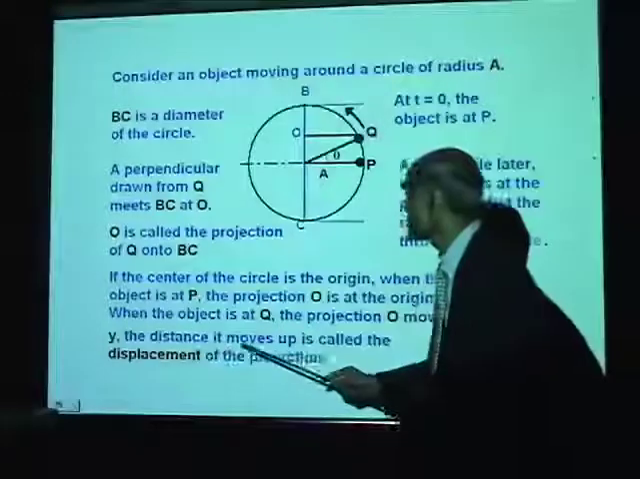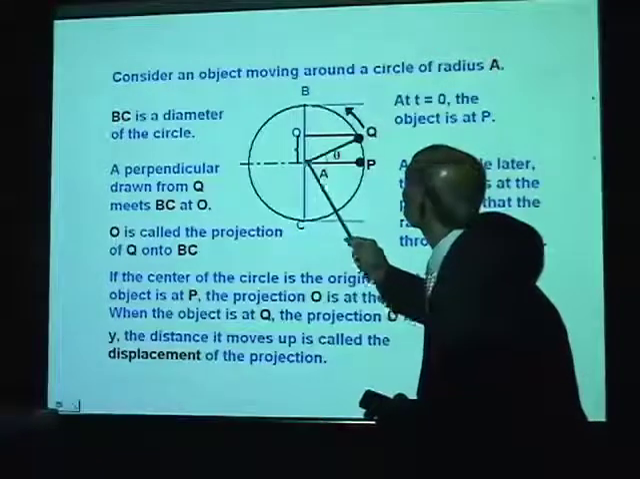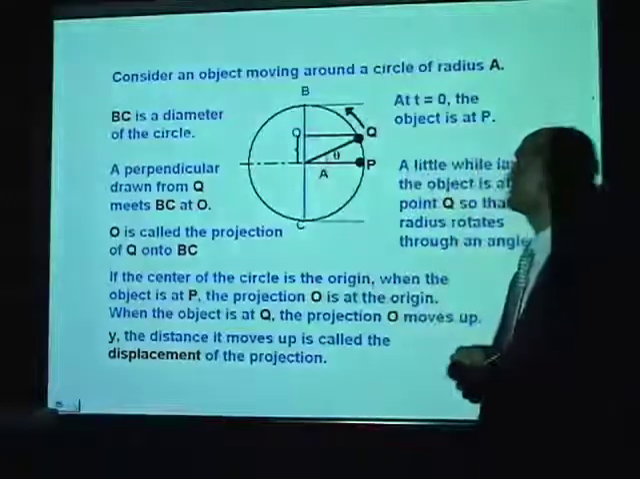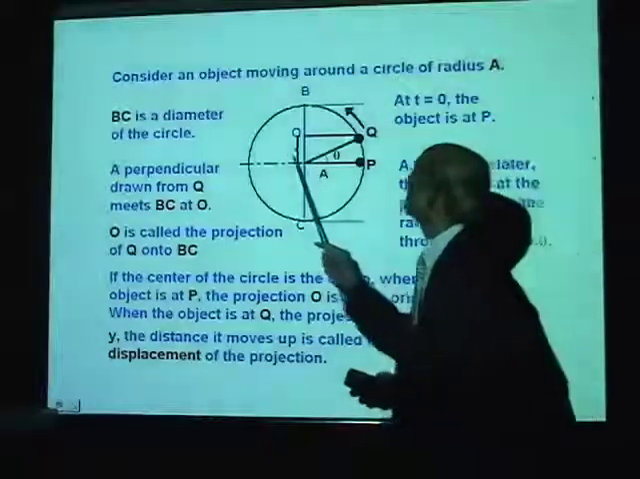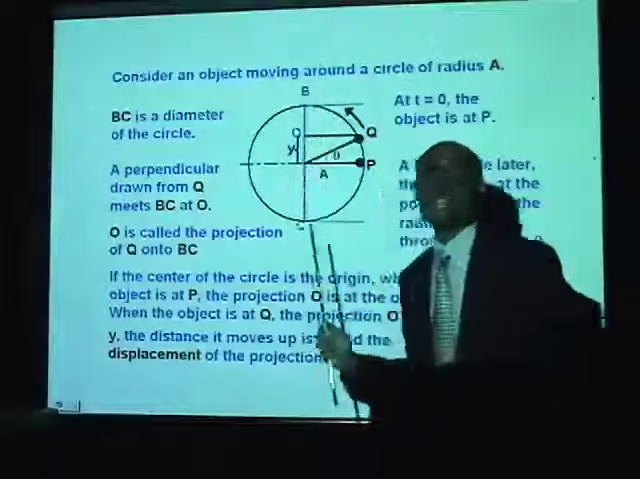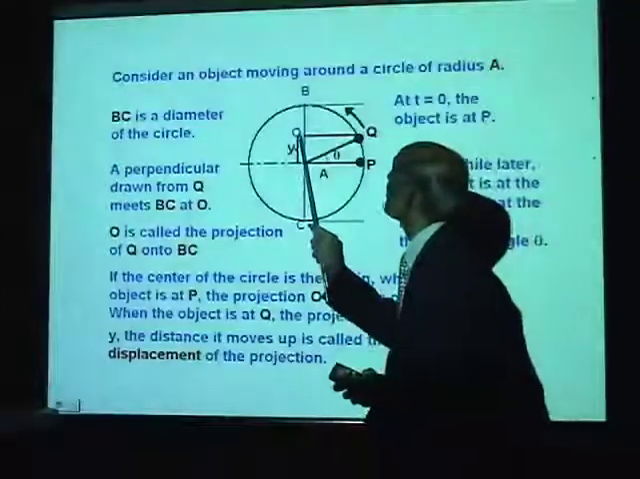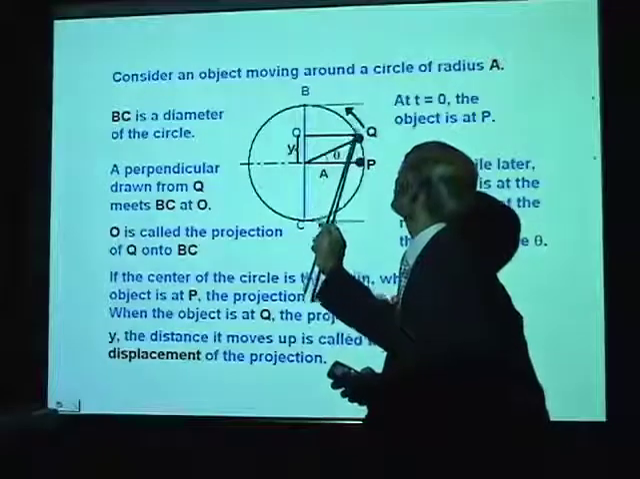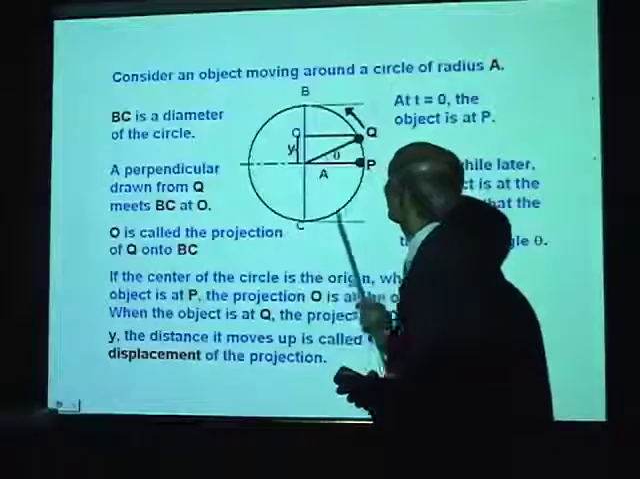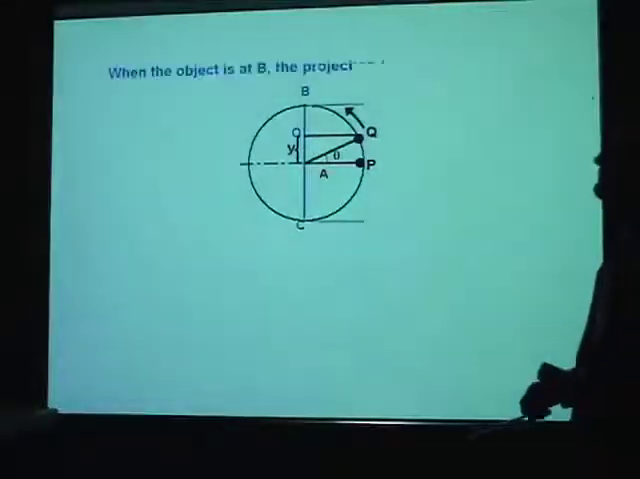Now tell me, what is the distance that the projection has moved from 0 to the new position O? That is the displacement of the object in oscillation. Is that right? And now, how does the value of y change as the object on the circle keeps moving? Let's look at that in the next slide.